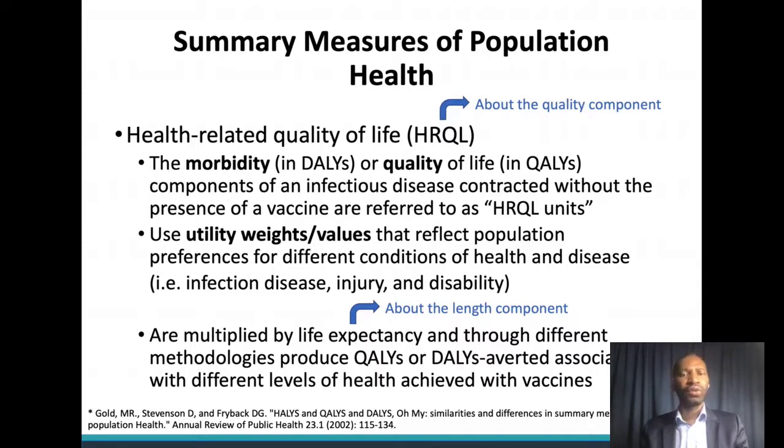We use utility weights or values that reflect population preferences for different conditions of health and diseases, for example, infectious diseases, injury, and disability. We multiply these by life expectancy, meaning the length component of the utility, and through different methodologies to produce QALYs or DALYs averted associated with different levels of health achieved with vaccines.